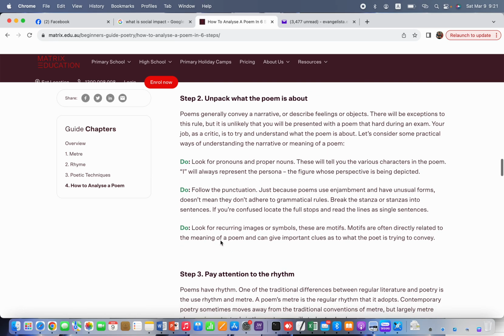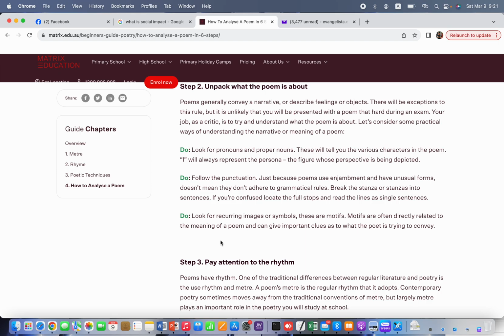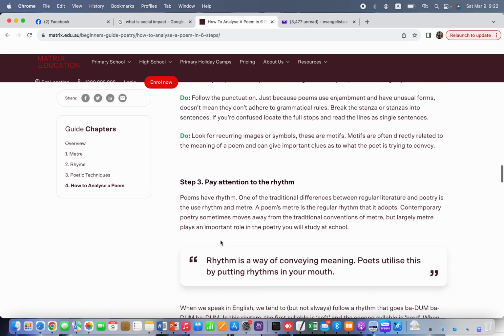Next, look for recurring images or symbols. Or like I said before, these are motifs. And what are these? Moving forward, hating a person, something like that. Well, it's very bitter, but I guess yeah, it's just a natural motive.